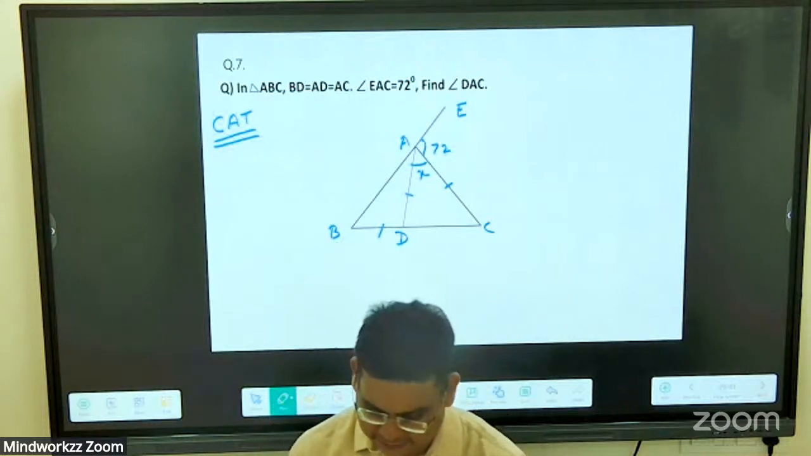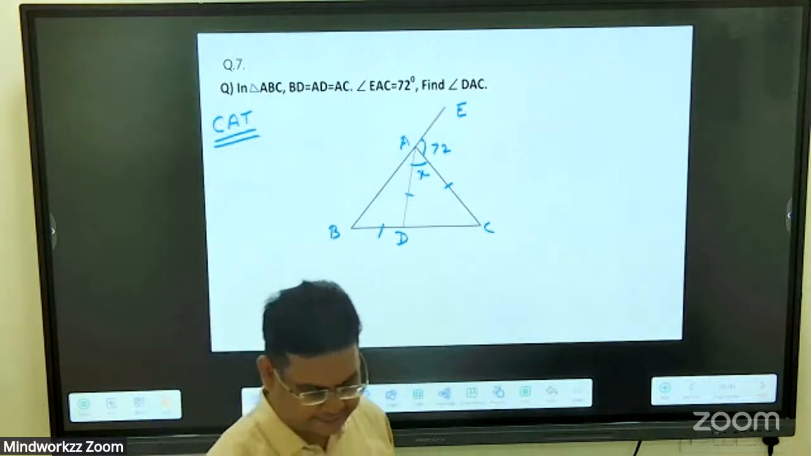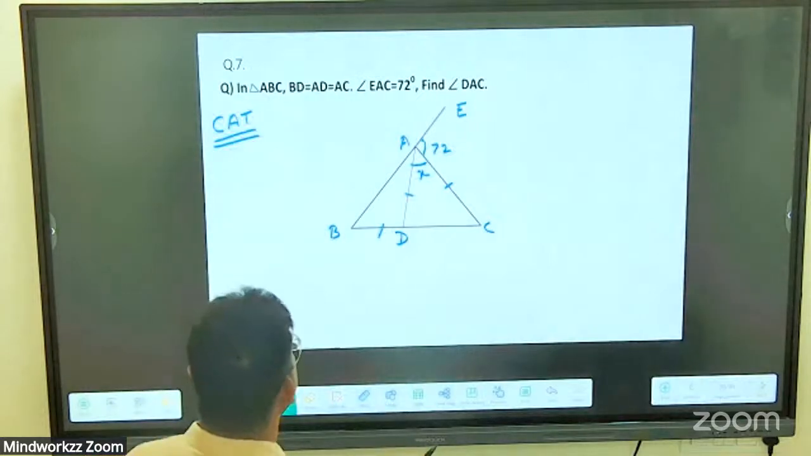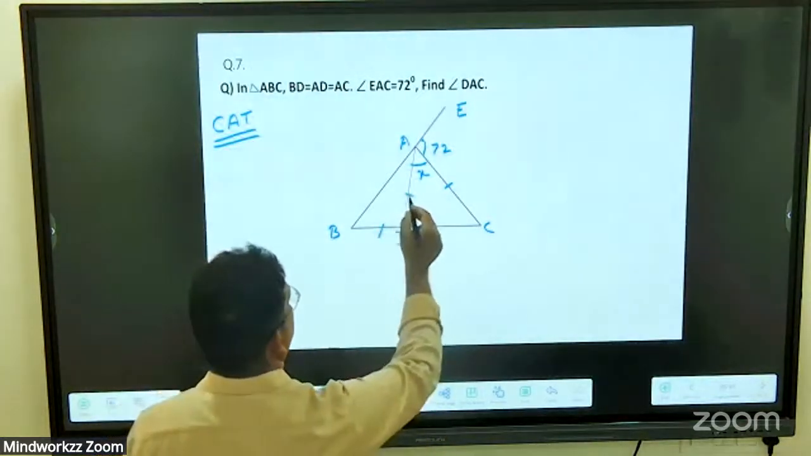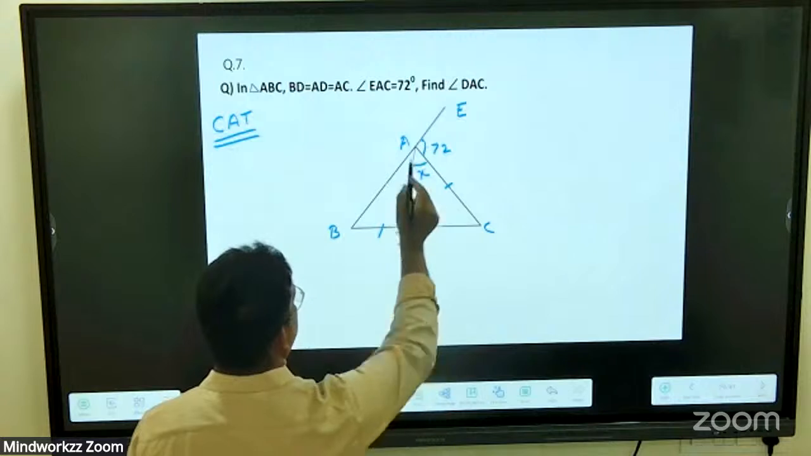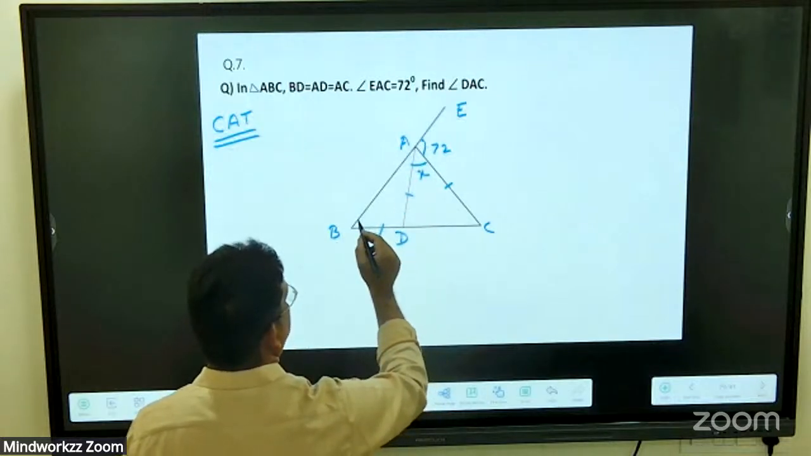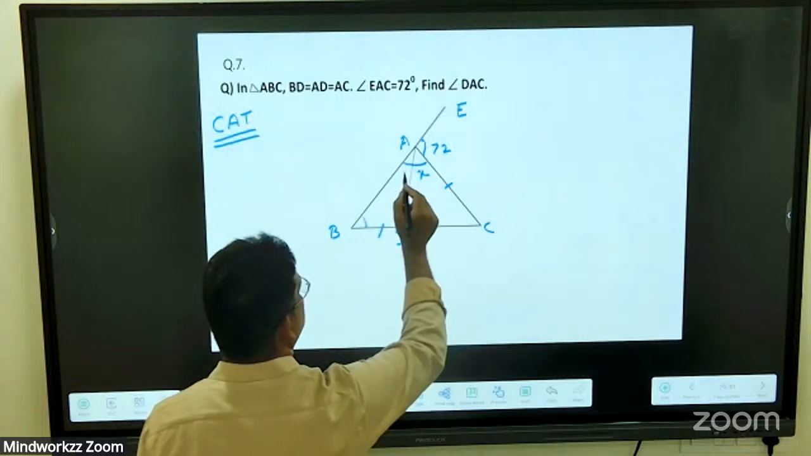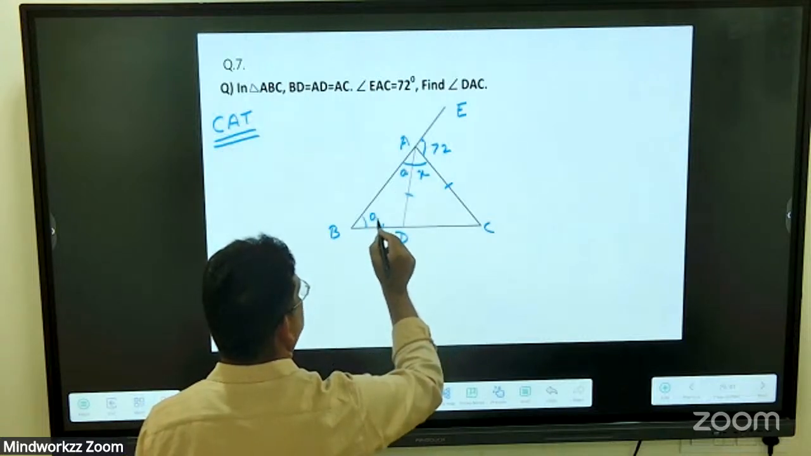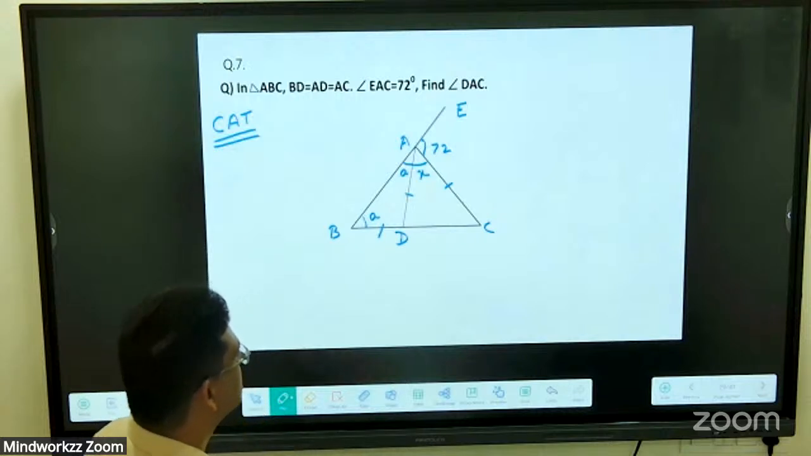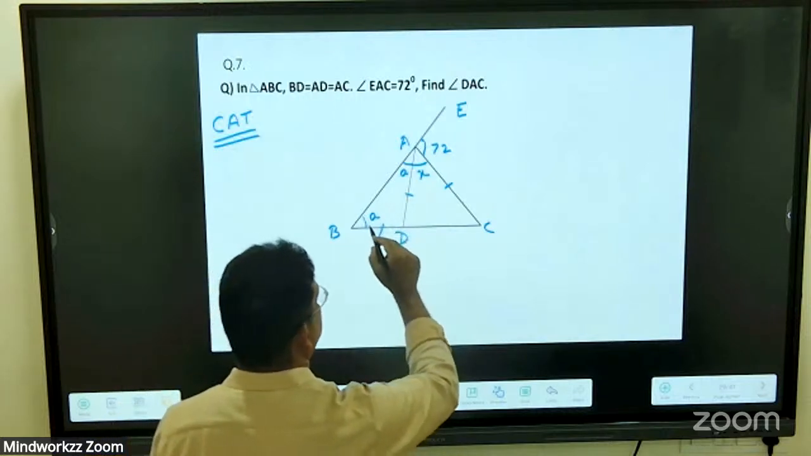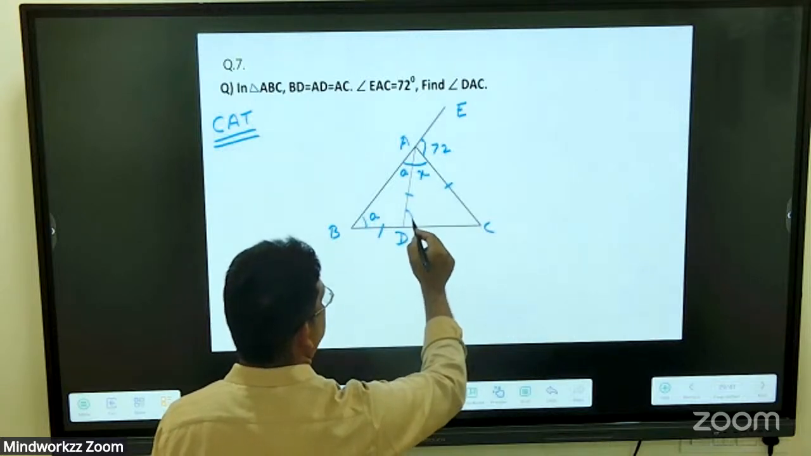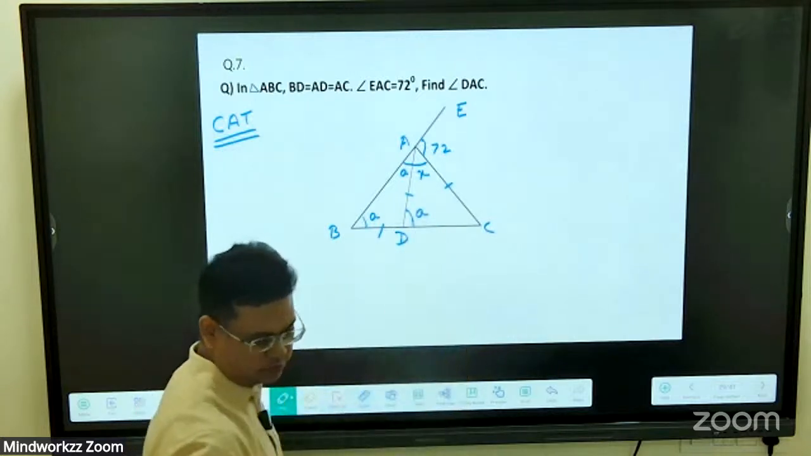Should I solve? People have tried. Fine. Let us see. So the question says BD is equal to AD is equal to AC. So in this triangle ABD, can I say that this angle and this angle will be equal? So let us say this is A, right? Since BD, AD and AC are equal, can I say this is also A? Will it be right to say this is A?